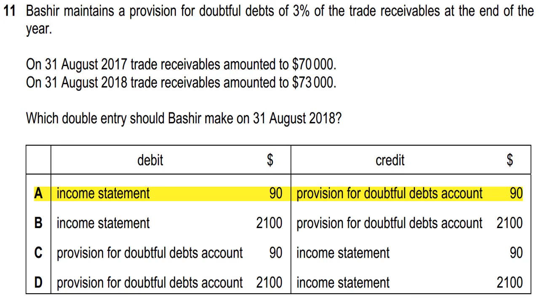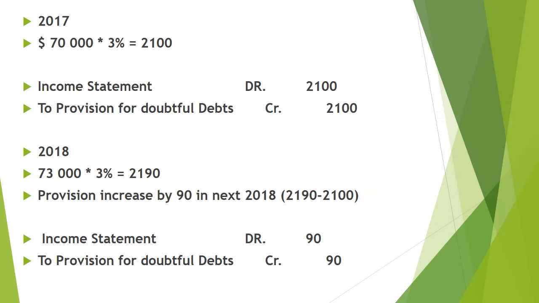It means the provision is increasing. The 90 is increasing the provision, and this will be taken as an expense in the income statement. We can see the whole working in the next slide. In 2017 there are 70,000 trade receivables, multiplied by 3%. The provision for doubtful debts in 2017 is 2,100.